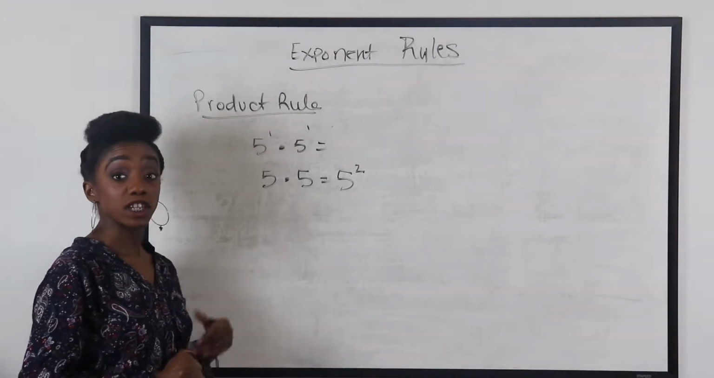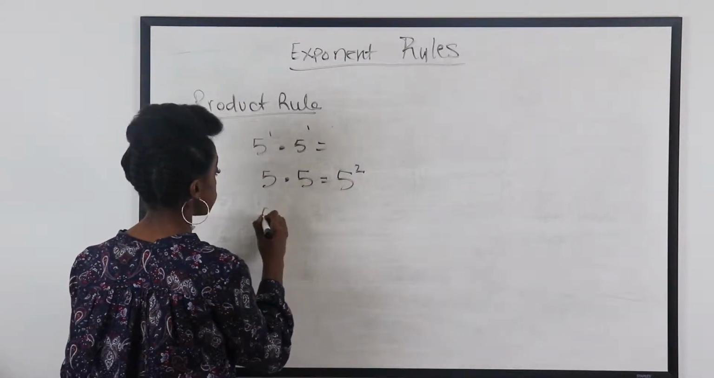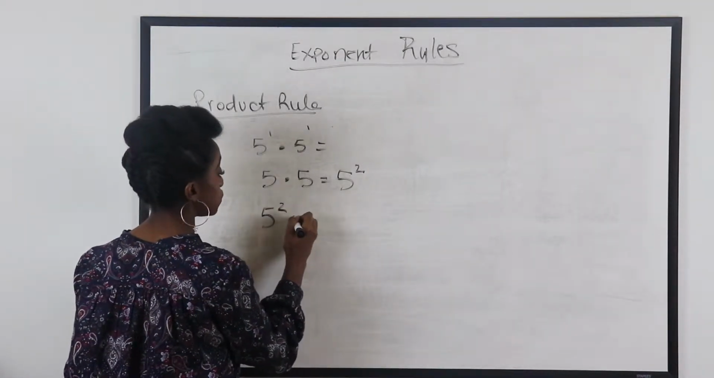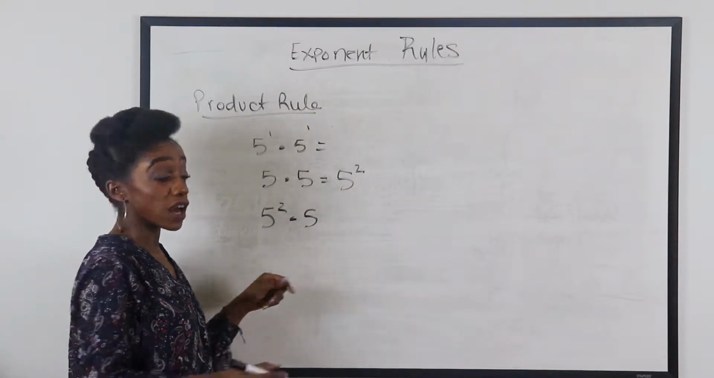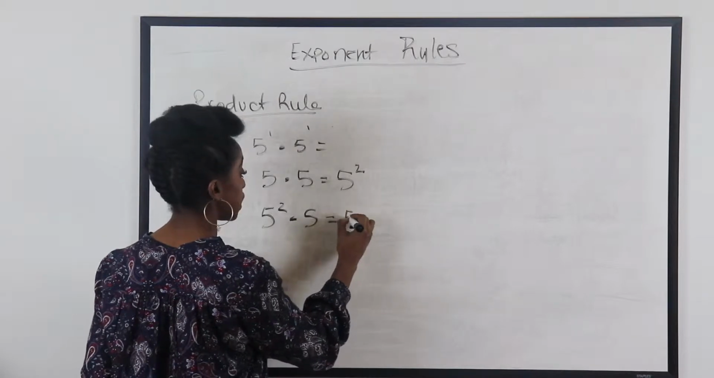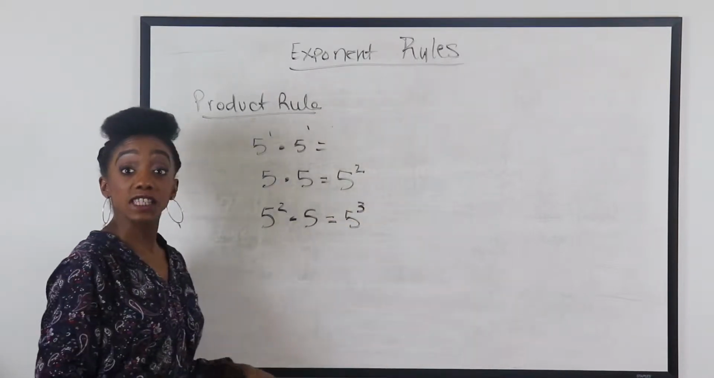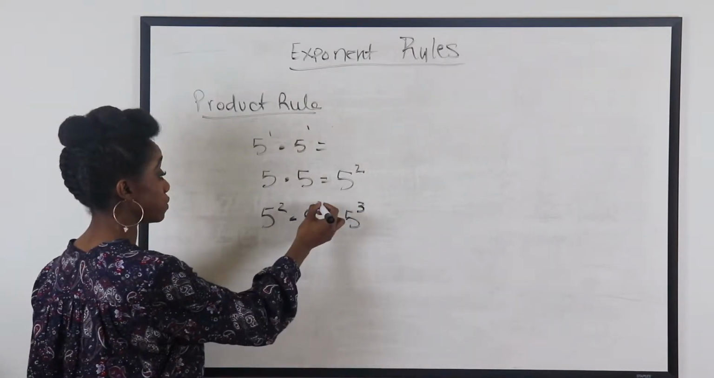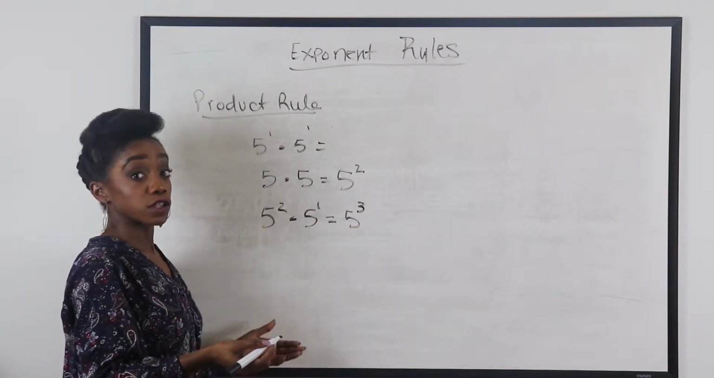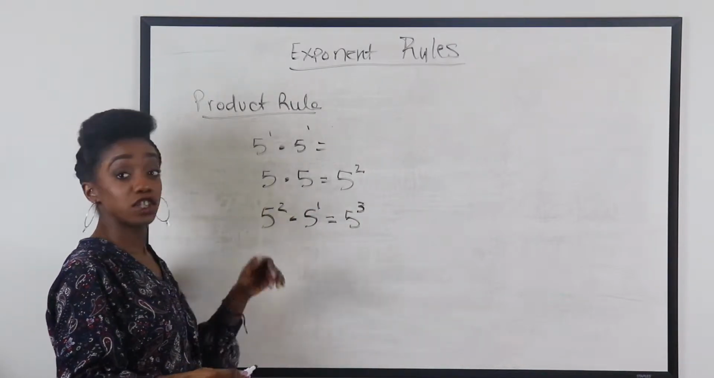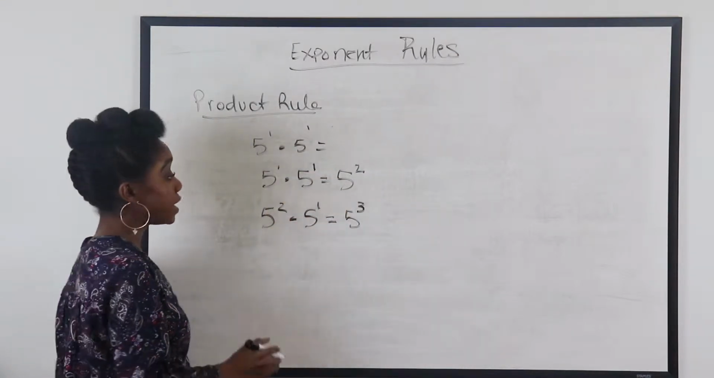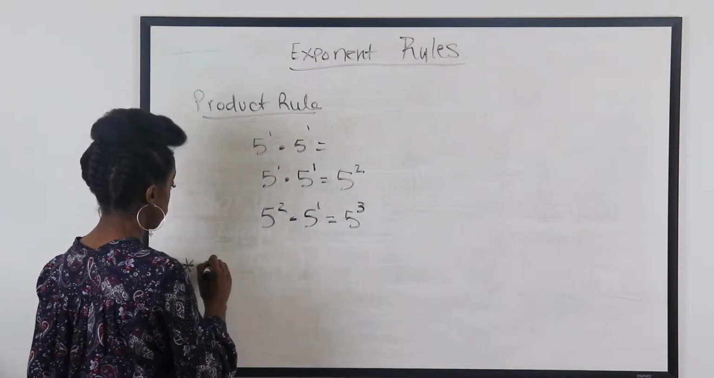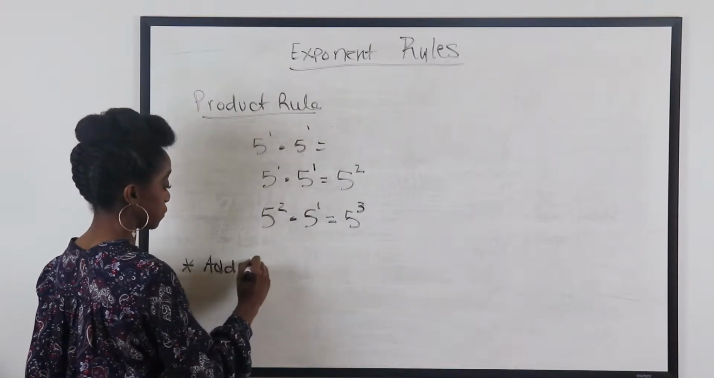And so if you want to continue, 5 to the second power times another 5. You have 2 5s here and another 5. So we end up with 5 to the third. Because guess what? There's an invisible 1. Alright? So because you have that, what are we actually doing here? We add the exponents.